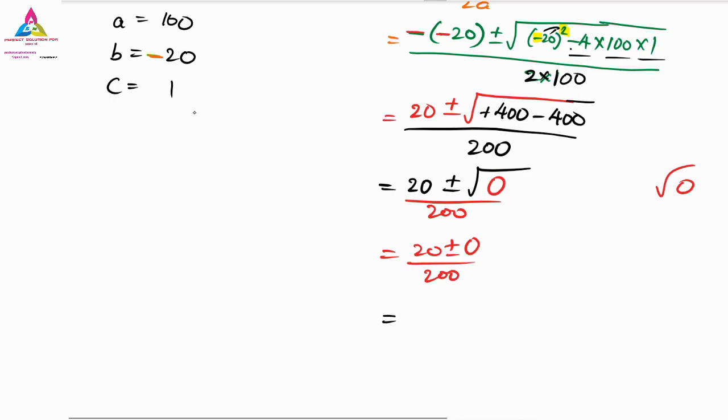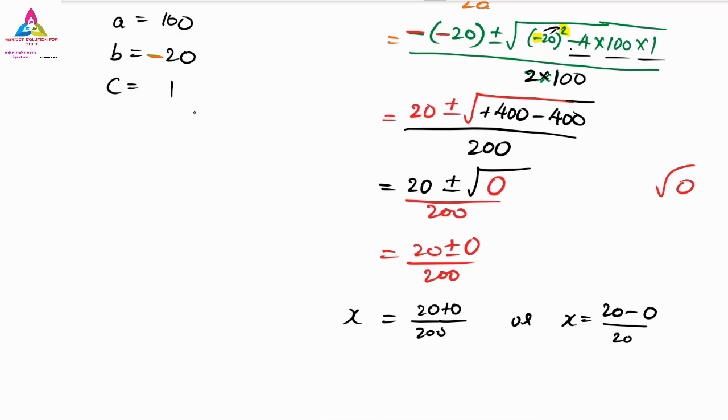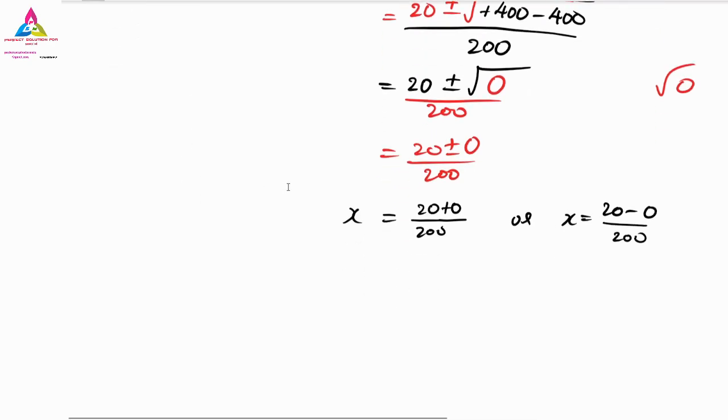20 plus or minus 0. So you can see that x value is 20 divided by 200 plus 0 we have, and on one more side x is equal to 20 minus 0 divided by 200. I think you can't see this, because the screen is coming. Okay, I will take a little bit up. Now it is possible. Okay, 20 minus 0 divided by 200 you have.